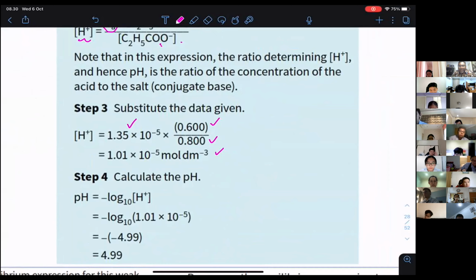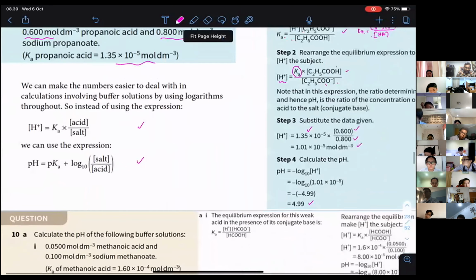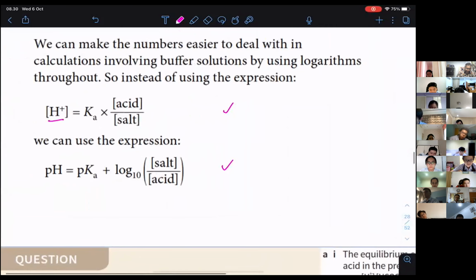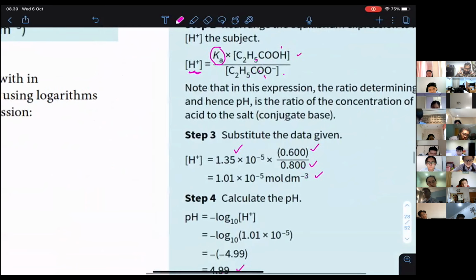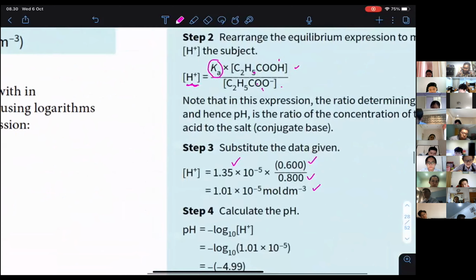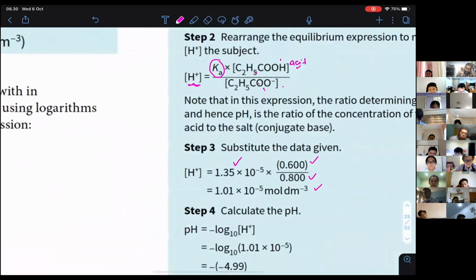This is by not knowing the formula. By not knowing the formula, you can straight away do it. But there is a formula also if you want, which you also need to know for your syllabus. Remember, we had H plus equals Ka times this and this, right? So you see Ka, acid divided by salt. This is acid, this is salt.